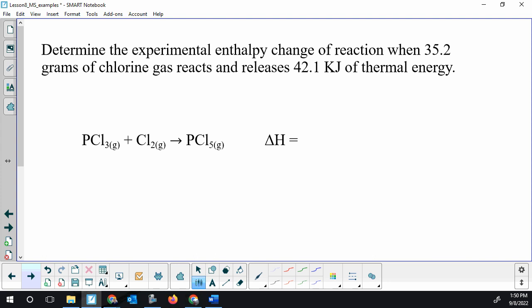Determine the experimental enthalpy change of reaction. So we're asked to figure out this delta H, but we're told use the experimental data. Don't predict it. Use the data in this question. So we're going to have to get the experimental enthalpy change, the experimental moles, and then relate it to the 1 mole that's in the equation. So I need to set up how we're going to solve for this experimental delta H.